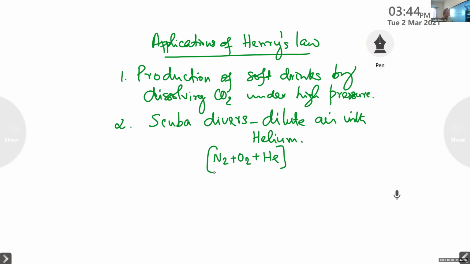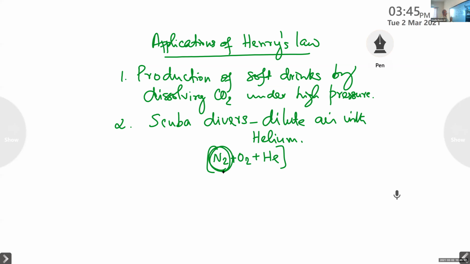Usually, the scuba divers will use a mixture of, say, helium 11.7%, nitrogen 56.2% and oxygen 32.1%. You need not remember the percentages. So air is diluted with helium. What is the use? That is to decrease the amount of nitrogen in the mixture.